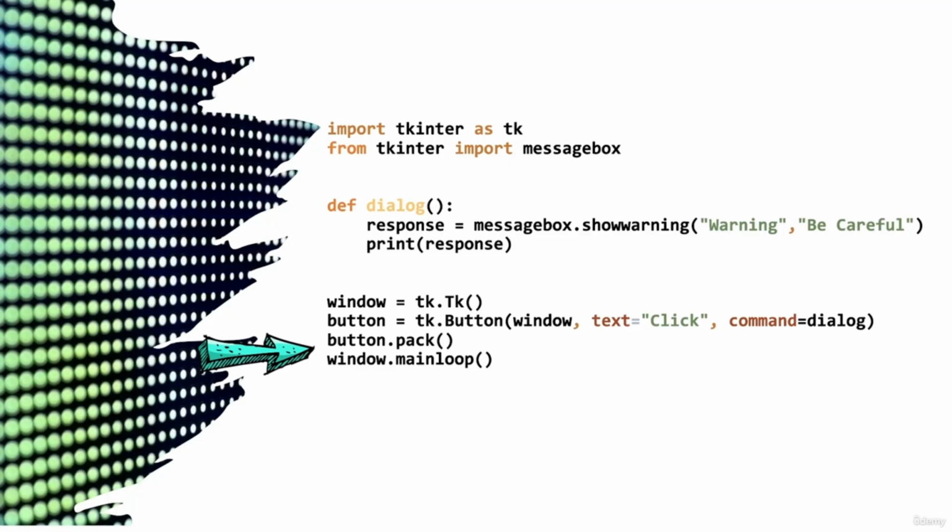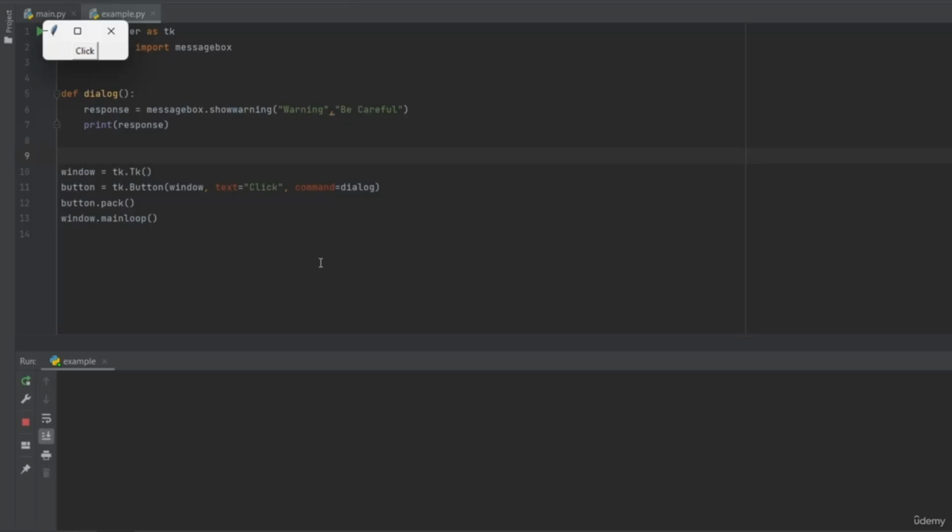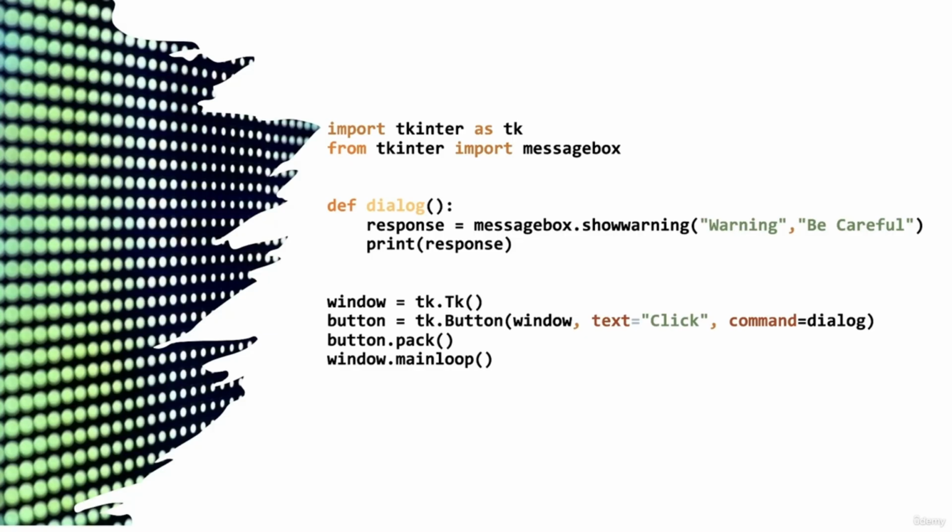and run our code. As a result, a window should appear on our screen with a click button, and when pressed, a dialog box with a warning icon should appear with a warning title, a single OK button, and a be careful message displayed on the dialog box itself. And when we press OK, an OK message, a string data type message, will appear in our console.